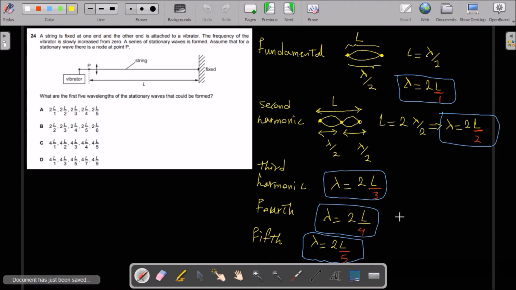So first harmonic, lambda is 2L. The second harmonic, lambda is 2L divided by 2. Third harmonic, 2L divided by 3. 2L divided by 4. 2L divided by 5 for the fifth harmonic. So that's why A is right.